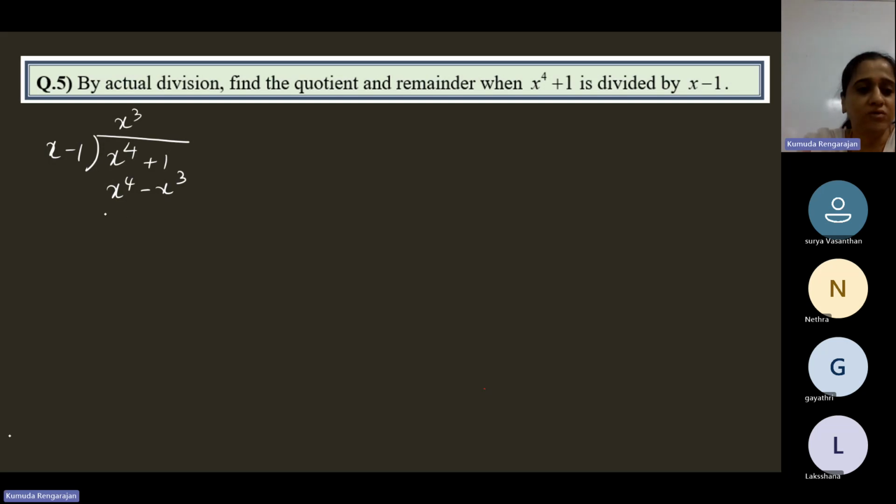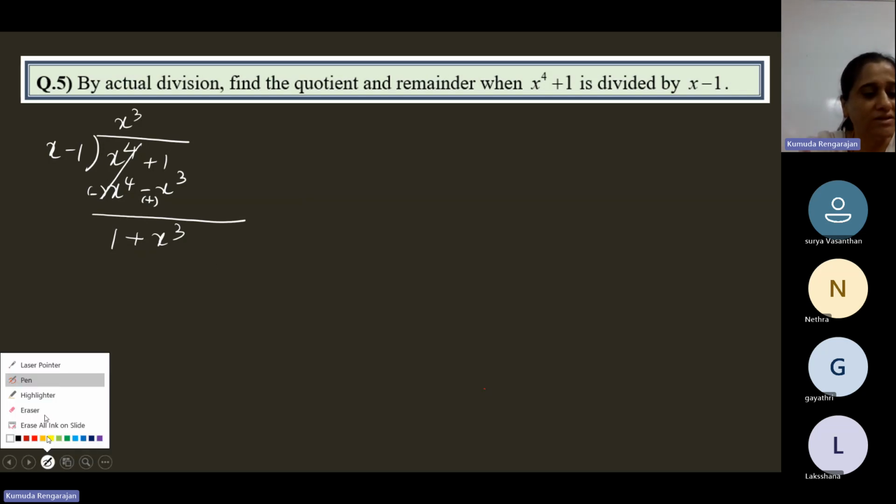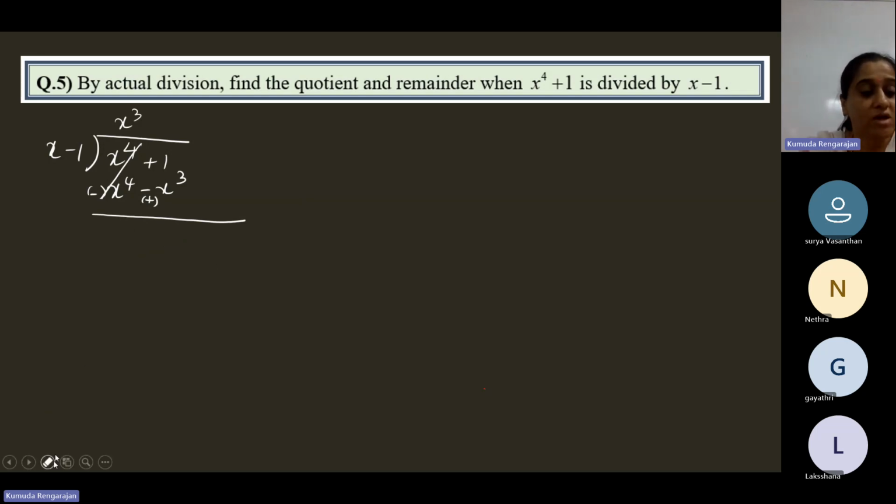Correct? Now change the signs. Cancels. Now we have 1 and x cubed. They are unlike terms. You cannot simplify them. So you'll have to bring them down. But while writing the terms down, make sure you're always arranging the terms in the descending order of the powers of x. You should not write 1 plus x cubed. This arrangement is incorrect. You must always write it in the descending order of the powers of x. So you must write x cubed first and then plus 1.